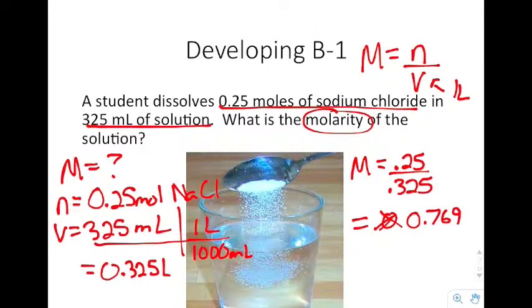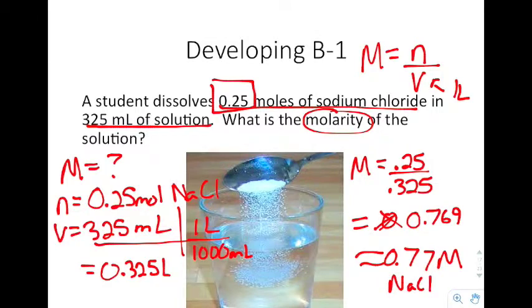Now when you do that, that's not the right number of significant figures. If you were to look, the smallest number of significant figures that I have right there is 2. So the best answer that I would have here would be 0.77 as my molarity of NaCl. Now when you express molarity, you want to put it as a capital M, and then you want to put what the solute is. So you want to specify it as 0.077 molarity NaCl.